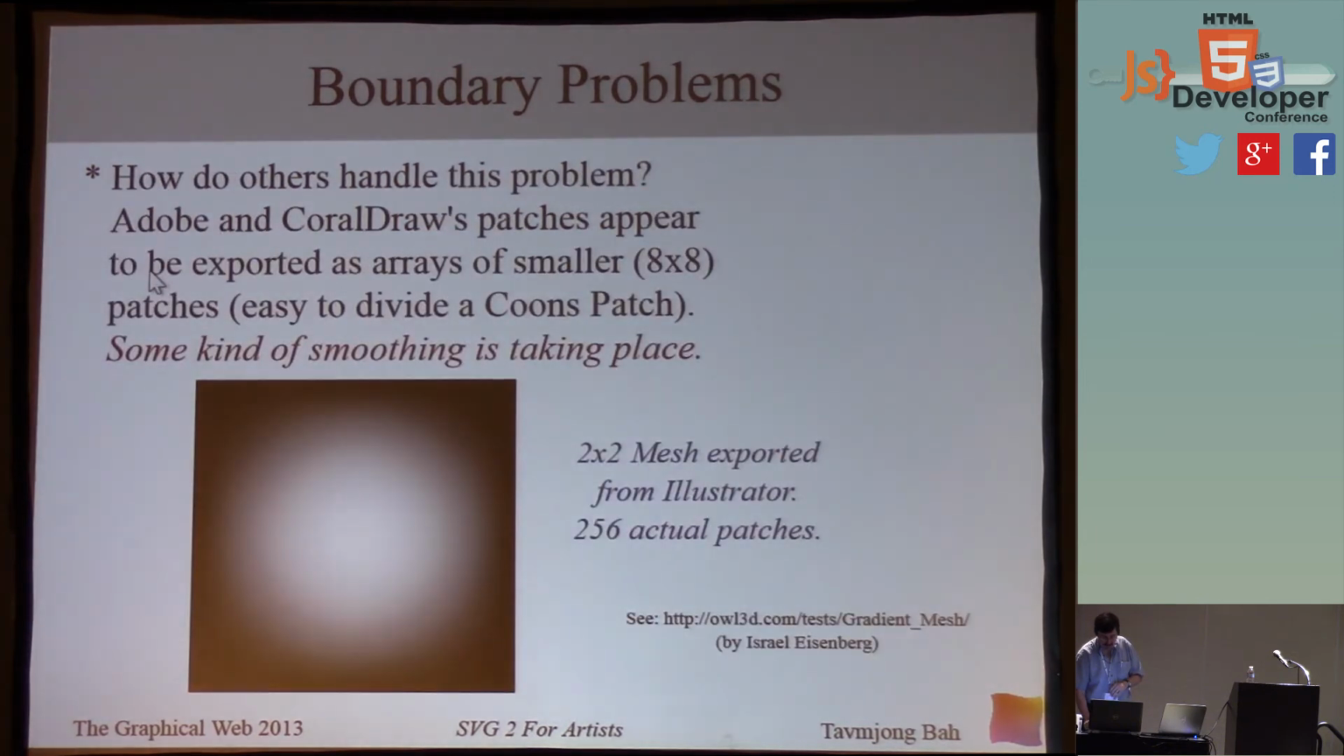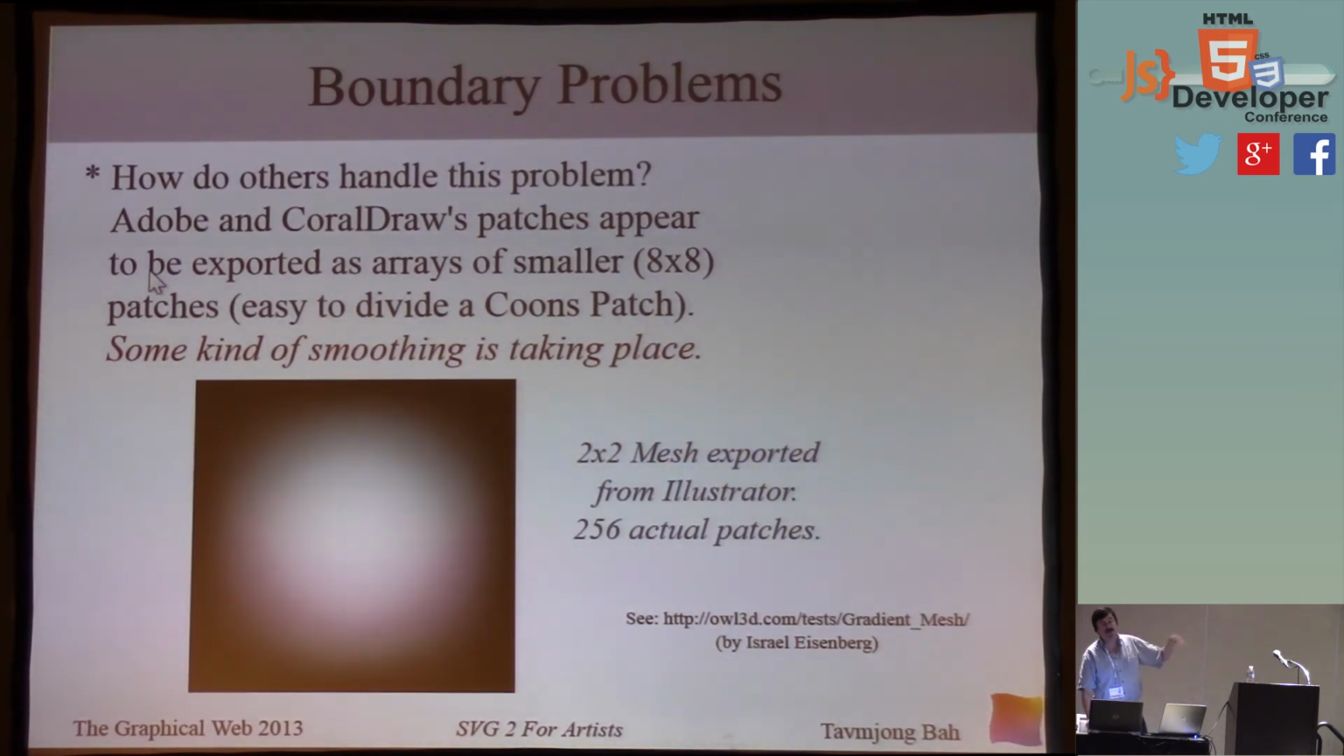Well, how does Adobe and CorelDRAW deal with this? Well, when you export a single patch from Adobe, you're actually getting 64 PDF patches. So they do it by just dividing up the patch into individual smaller patches where you don't notice the Mach banding. But if you looked at this carefully, you can actually see some Mach banding in there. You can see the structure.